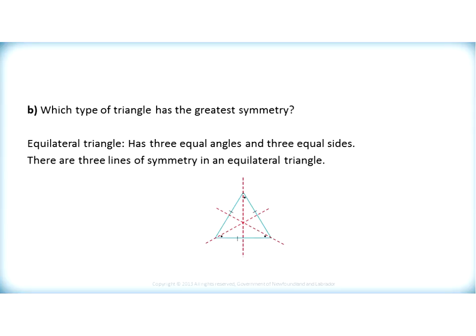We can see the 3 lines of symmetry here. We always have one of our lines of symmetry passing through a vertex and going halfway through the opposite side of each of our sides. So 3 lines of symmetry are possible in an equilateral triangle.